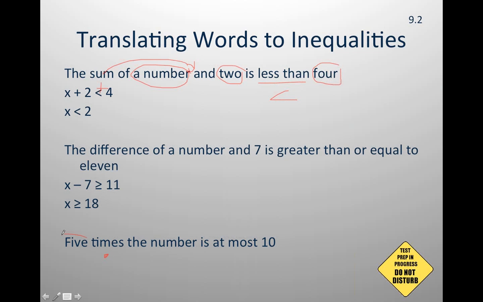Then we've got 5 here. Then we've got x here. At most means less than or equal to. And then of course we've got a 10 here. Okay, so that ends up being 5n is less than or equal to 10.